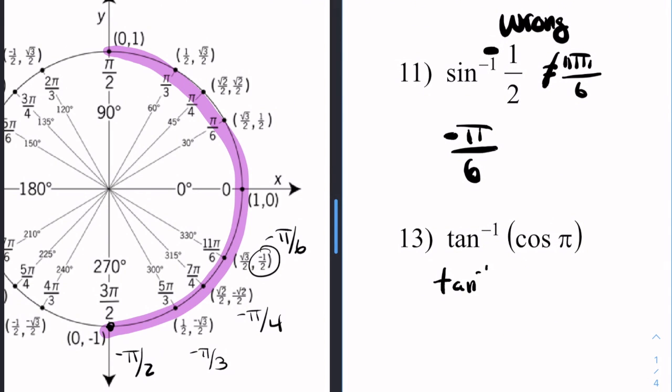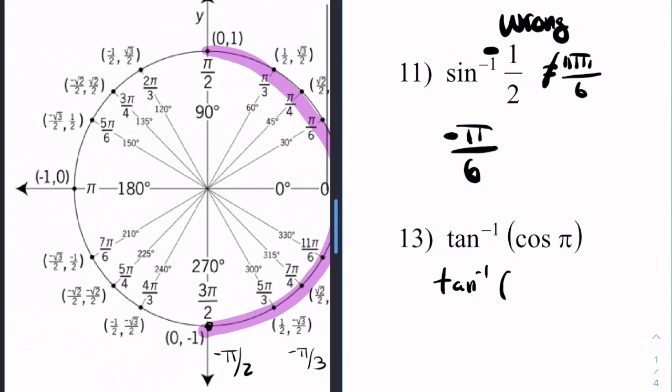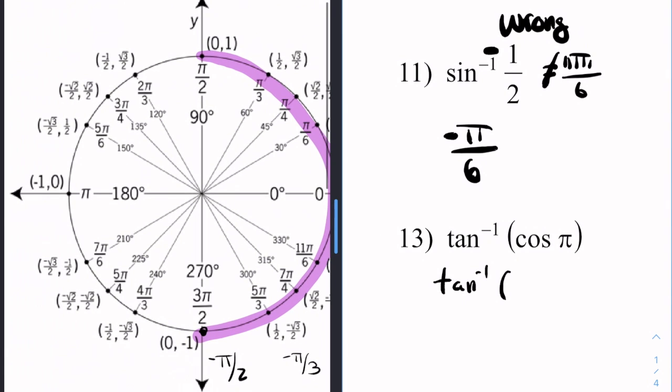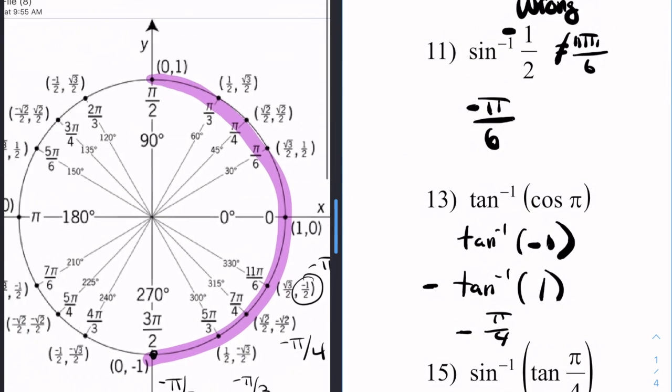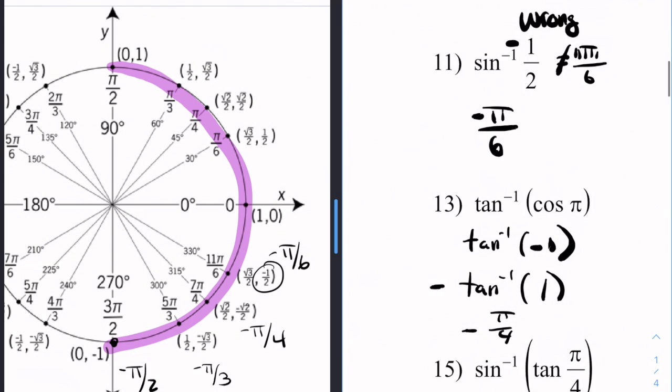So inverse tangent is asking for an angle. The cosine of pi, what's the x value? Negative 1. I can do that little trick that we saw again. We can pull the negative out because inverse tangent is an odd function. And so at what angle is tangent 1? We just said it is at pi over 4, and we make it negative, which is also in the fourth quadrant.